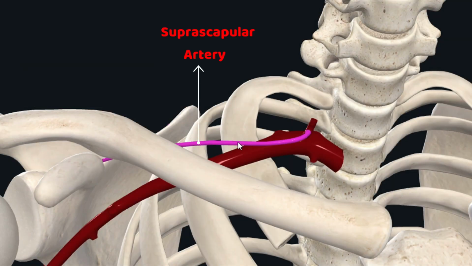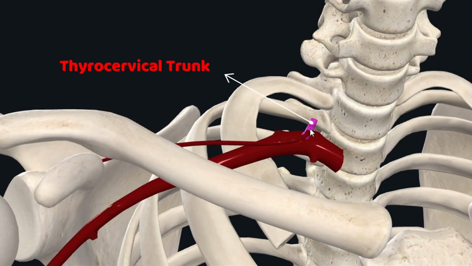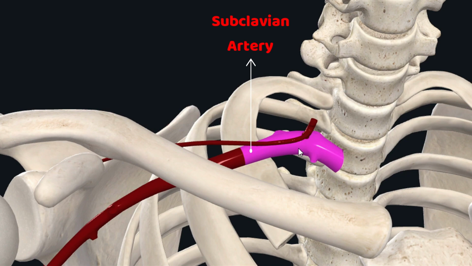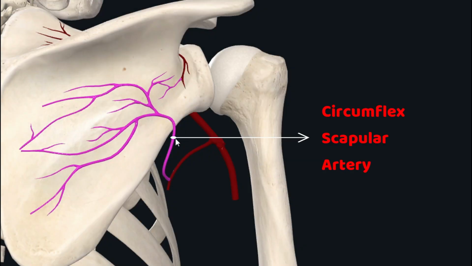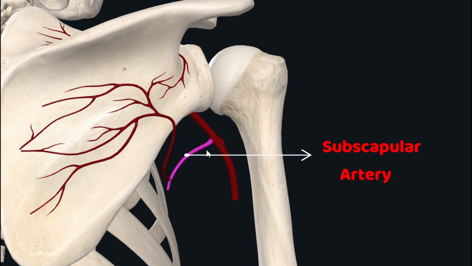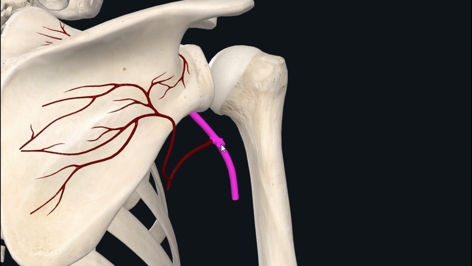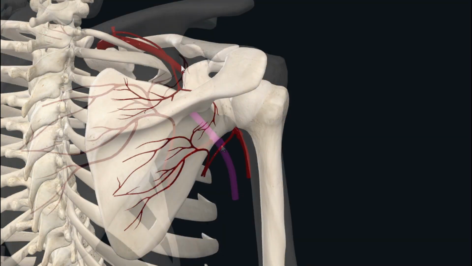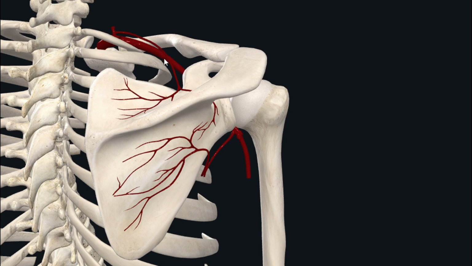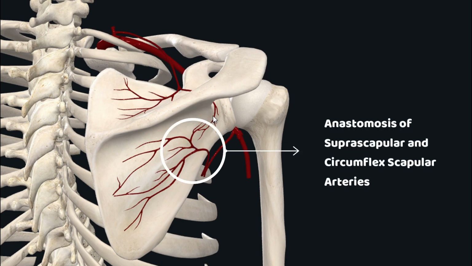The suprascapular artery arises from the thyrocervical trunk, and the thyrocervical trunk then arises from the subclavian artery. The circumflex scapular artery, as you can see, arises from the subscapular artery, and the subscapular artery then arises from the third part of the axillary artery. These two arteries, that is the suprascapular and the circumflex scapular arteries, then anastomose at the infraspinous fossa, as you can see.